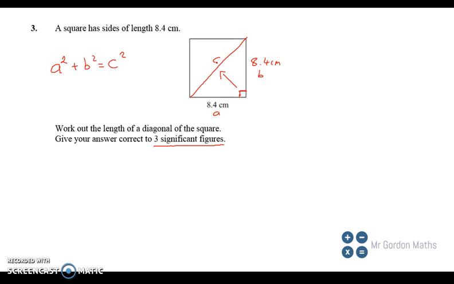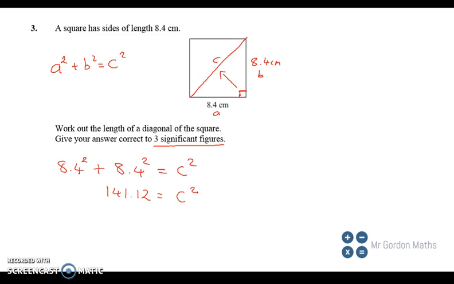So let's start by thinking, right, let's take our side A and side B, let's square them. So they're both 8.4. 8.4 squared, that's A. B is 8.4, and we need to square that as well. And then that should give us what c squared is. So if we were to do this on a calculator, 8.4 squared plus 8.4 squared, you should end up getting 141.12 equals c squared.